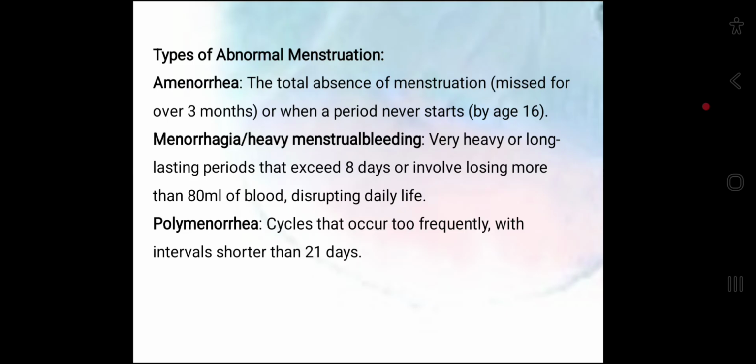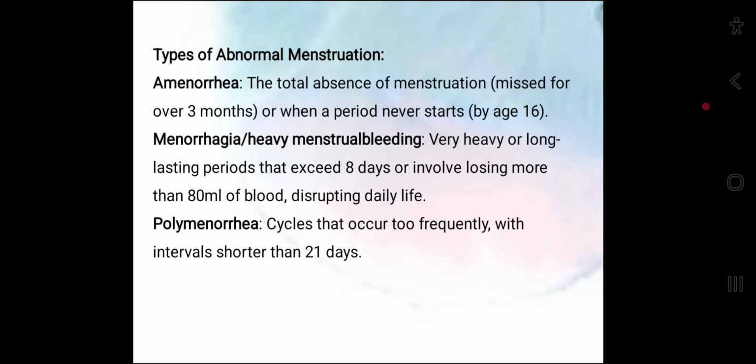The second abnormality is menorrhagia, or heavy menstrual bleeding. Heavy menstrual bleeding is defined as either heavy menstruation, more than 80 ml of blood, or prolonged bleeding, more than 7 days. Polymenorrhea is a cycle that occurs too frequently, at an interval shorter than 21 days.